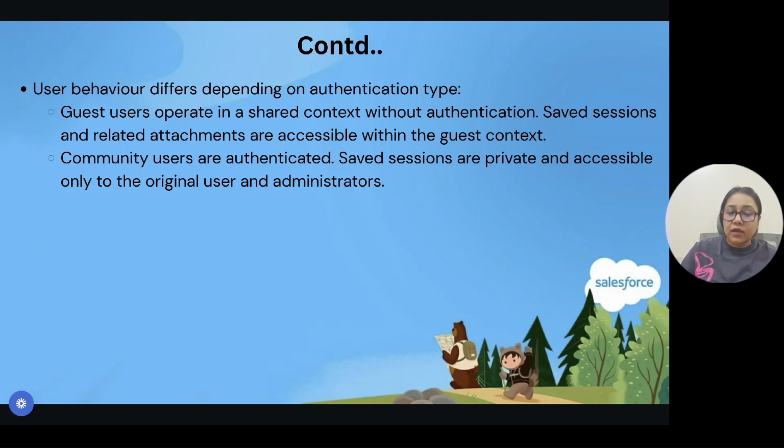When guest users operate this, it works in a shared context. If you have some saved attachments or some data stored in that saved OmniScript, it will be accessible to the guest context. But with community users, if they're authenticated and they have contacts or users inside your org, the attachments and every piece of data saved inside the OmniScript will remain private to that particular user, and only that user and the administrator will be able to access it. So these are some working points behind save for later.